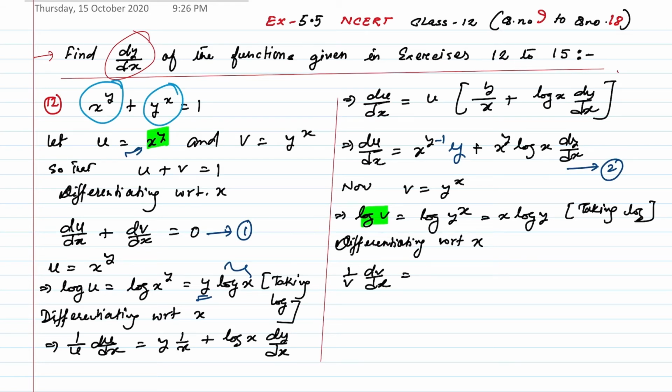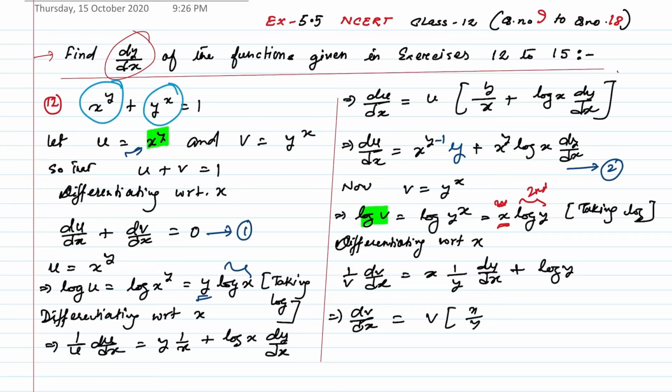Here again you have to consider this x as the first function and log y as the second function. Use the product rule. Then first function x, derivative of second function, derivative of log y is 1 by y, then again you will get dy by dx, as y is a function of x. Then second function log y, derivative of x is simply 1, so keep it log y. So dv by dx is equal to v into x by y dy by dx plus log y.